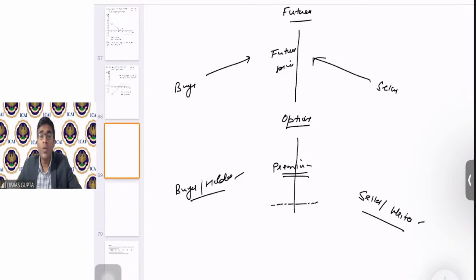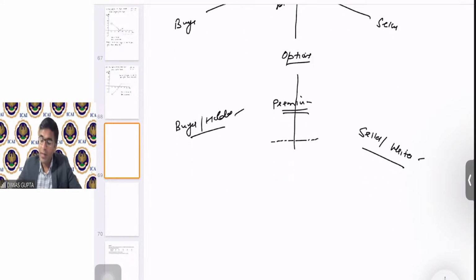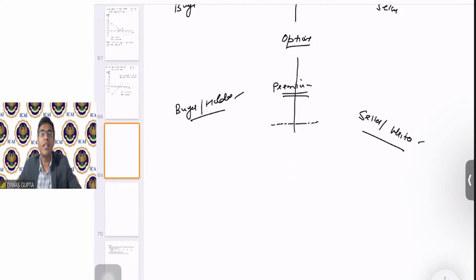So there was one question yesterday, right? That the price of the derivative here also, I'm not saying it is fixed. See, only the strike price is fixed.